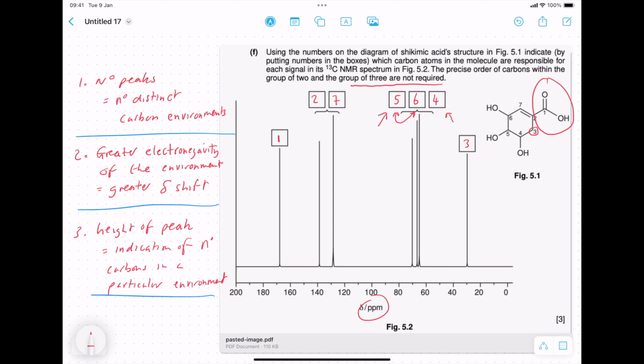So there we have it. We have the most electronegative is the carboxylic acid carbon, and the least electronegative is number 3, which is just a CH2 attached in that acyclic alkane with a double bond.